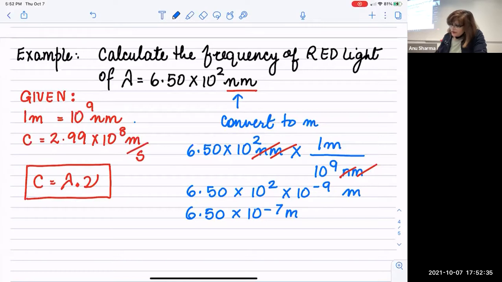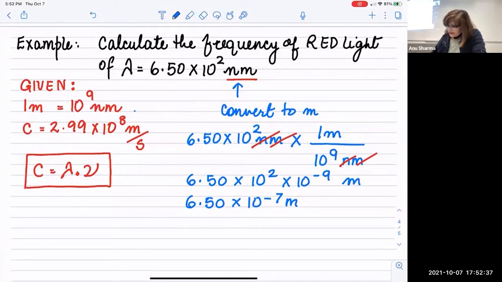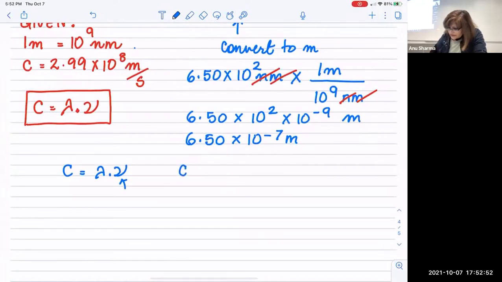Okay, all right, so that's the one conversion. Now we have the same units, and now you just have to plug those in. So C is equal to wavelength times the frequency. We need to calculate the frequency, and we have the wavelength. So what will you do? C divided by the wavelength is equal to the frequency. We need to find the frequency.